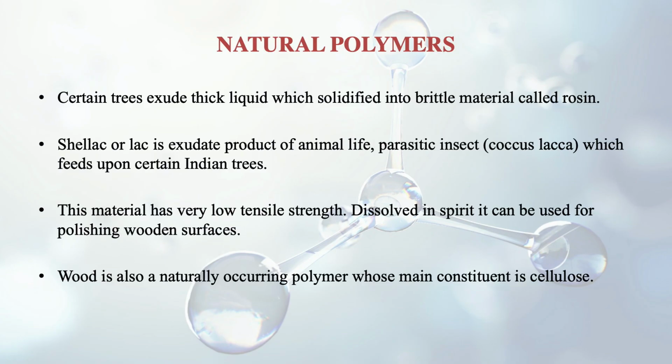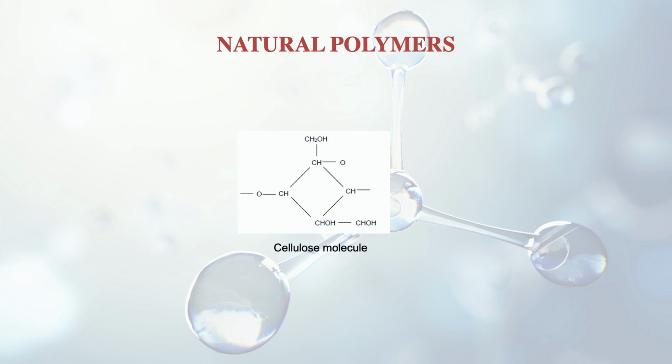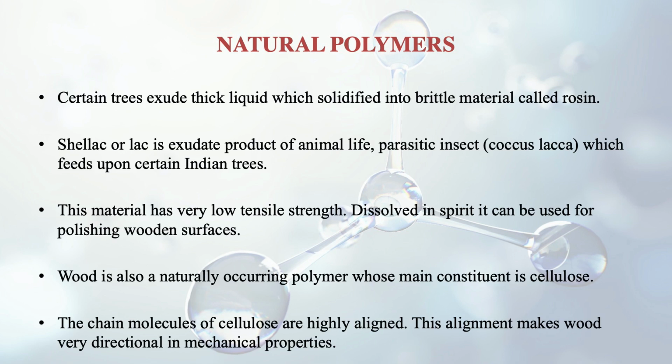It's a natural polymer. And finally, one of the most common natural polymers we all use is wood, a naturally occurring polymer whose main constituent is cellulose. You can see in the diagram the structure of the cellulose molecule. The chain molecules of cellulose are highly aligned, and this alignment makes wood very directional in mechanical properties. So wood becomes a directional type of polymer where the mechanical properties will be good in one direction and may not be good in the other direction. So it is not isotropic in that sense.